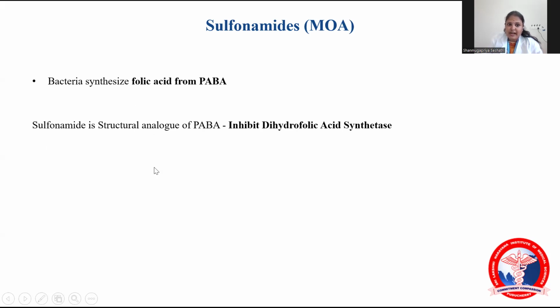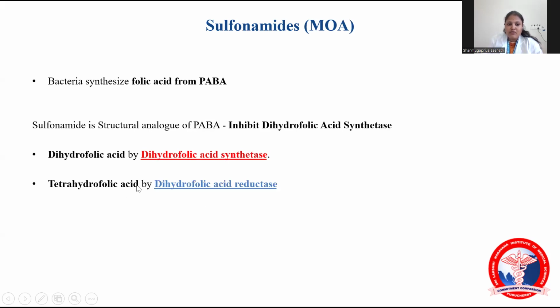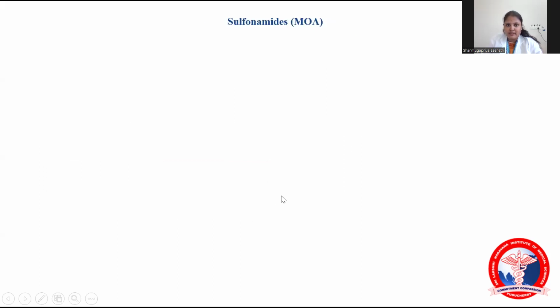So the sulfonamide is a structural analog of para-aminobenzoic acid, which inhibits the enzyme dihydrofolic acid synthase. Dihydrofolic acid is formed with the help of the enzyme dihydrofolic acid synthase, whereas tetrahydrofolic acid is formed with the help of the enzyme dihydrofolic acid reductase. So you need dihydrofolic acid synthase for the formation of dihydrofolic acid, and dihydrofolic acid reductase for the formation of tetrahydrofolic acid. Tetrahydrofolic acid goes and stimulates nucleic acid synthesis. So there will be synthesis of RNA, DNA, and proteins.